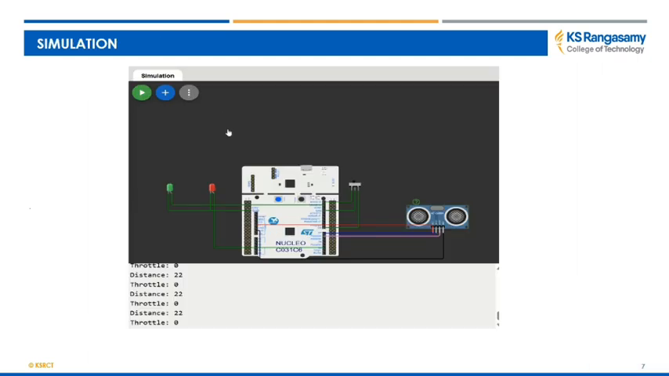In this simulation, the microcontroller is programmed to measure the distance continuously. If the distance is below the set threshold, the red light glows. If the distance is above the threshold, the green LED lights up instead.